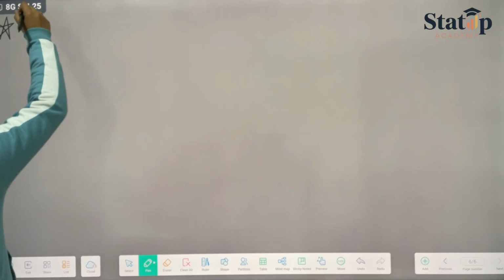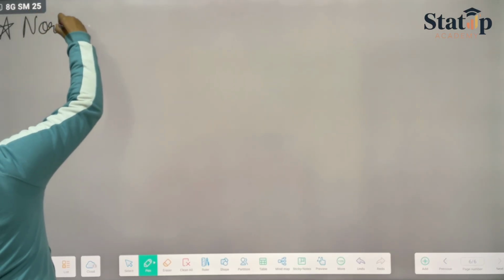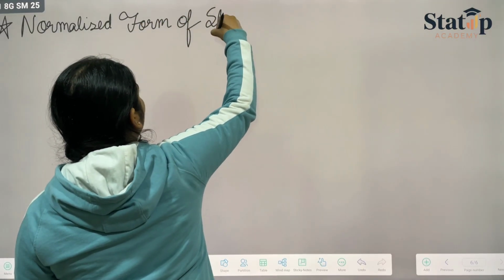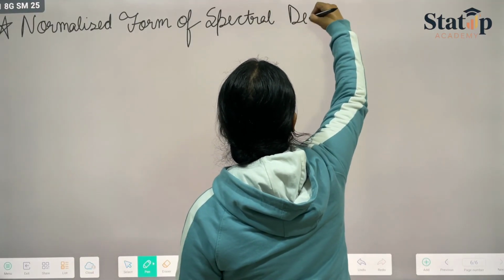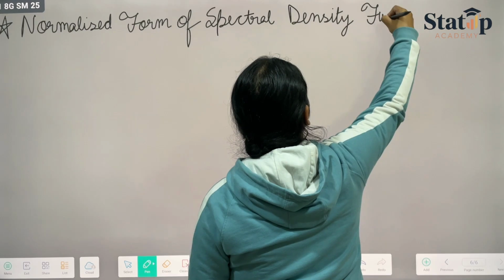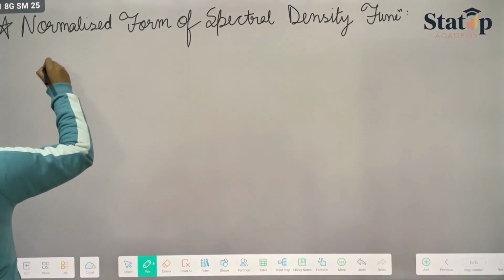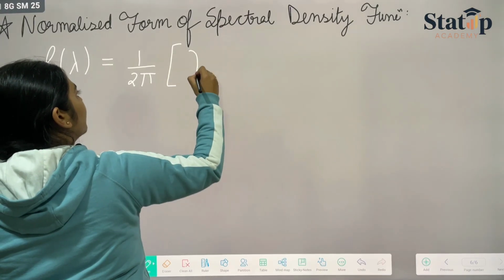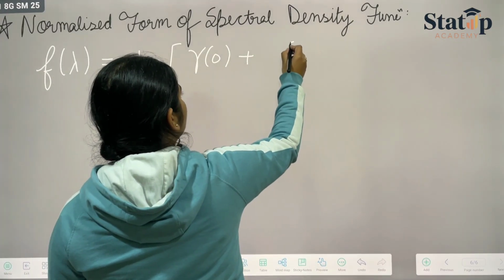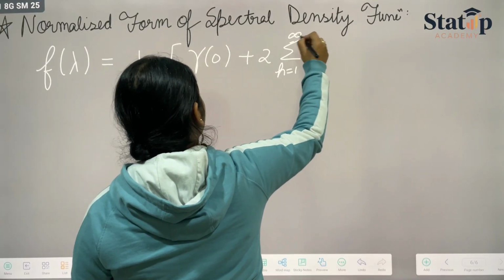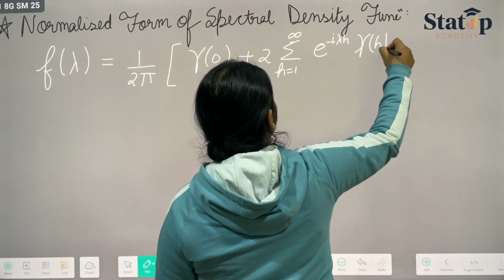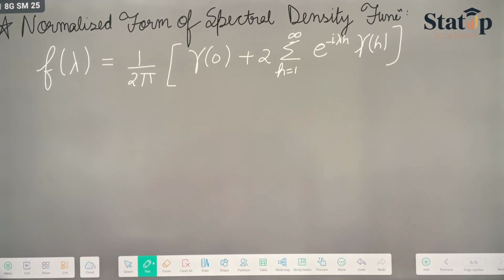Now moving forward, there is one more thing which is known as the normalized form of spectral density function. Now we know that the spectral density function of any function can be determined as 1 by 2 pi, gamma naught plus 2 into summation h goes from 1 to infinity e raised to the power minus I lambda h and gamma h. We can write it like this.